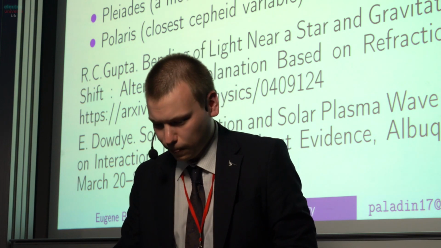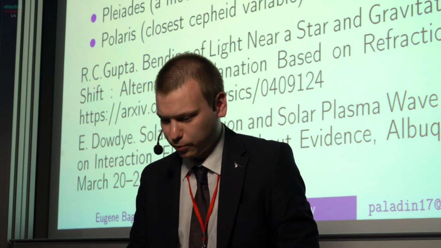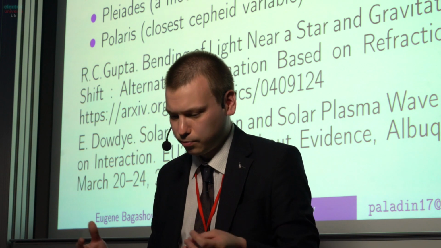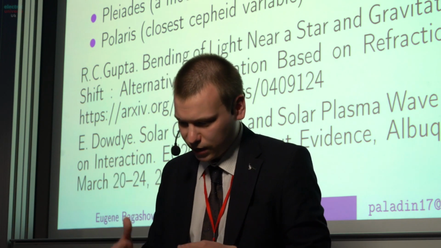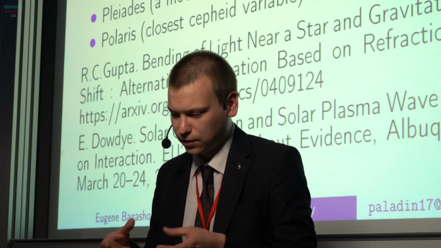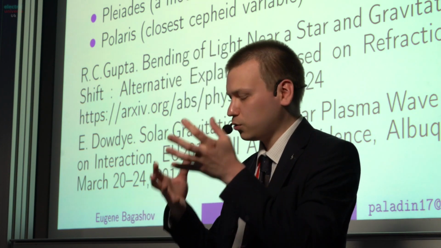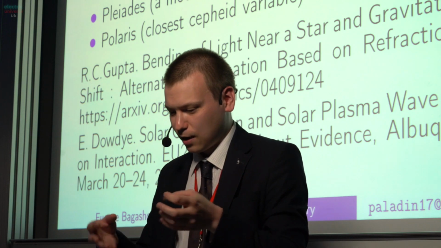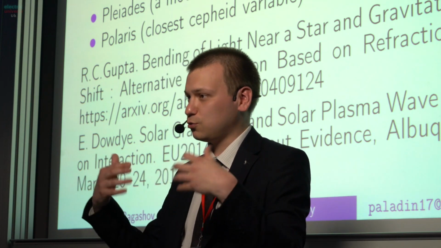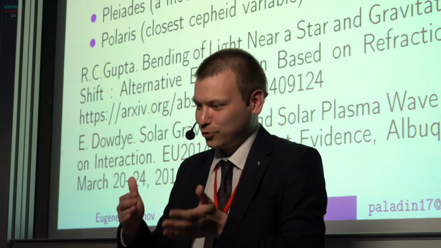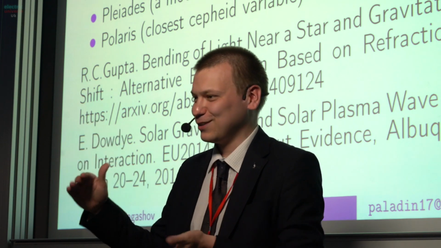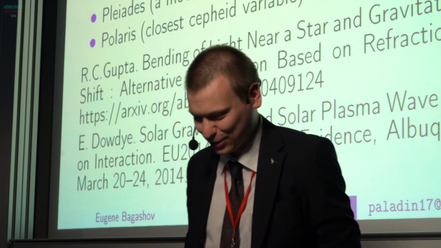And again, the famous example is Pleiades. It's pretty much a model star cluster. And Polaris, the pole star, is the closest Cepheid variable. So we need all that to determine the other distances. Cepheid variables are used to determine distances, so if we don't even know the distance to the closest of them, everything breaks down pretty much.